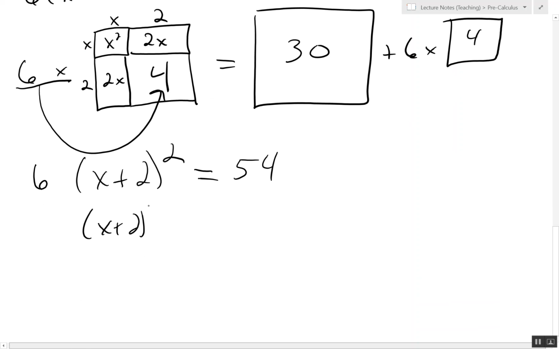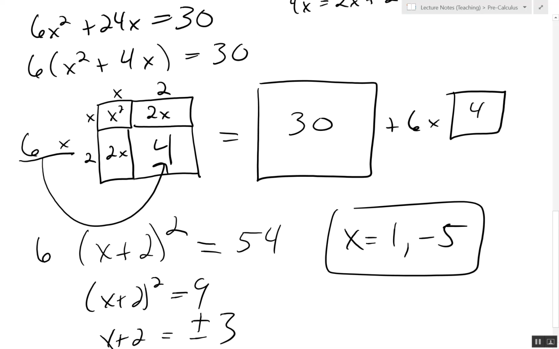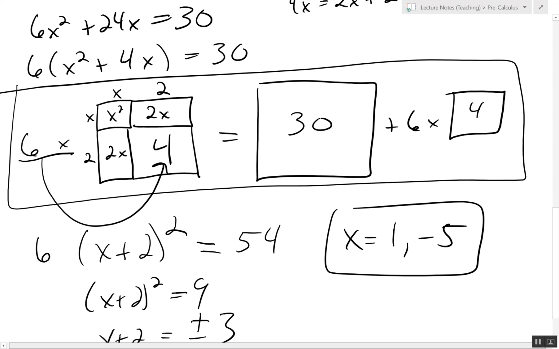And everything else is the same as before. x plus 2 squared equals 9. x plus 2 equals plus or minus 3, so x equals negative 2 plus or minus 3, so x is 1 or x is negative 5. Everything is the same as before. Again, we just get this visual element here.